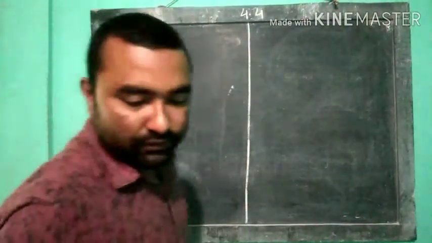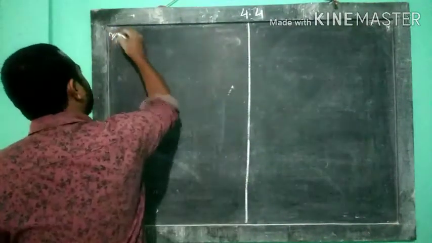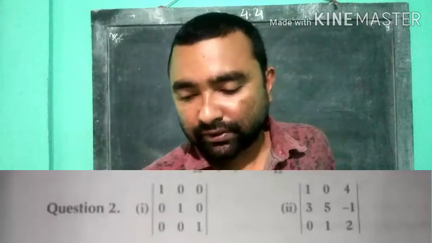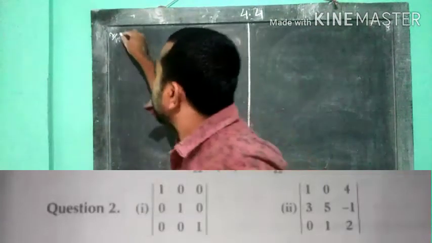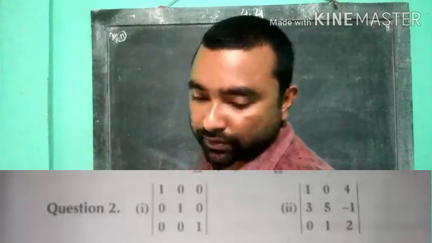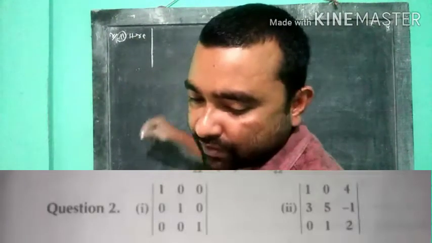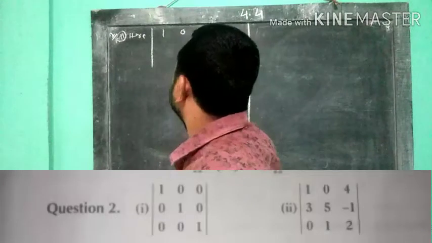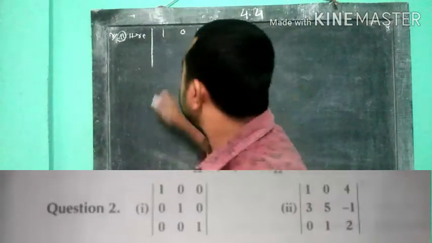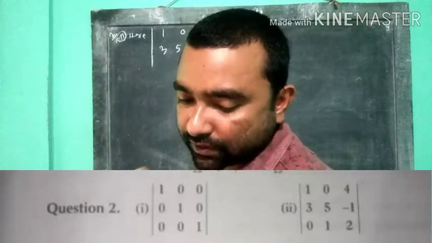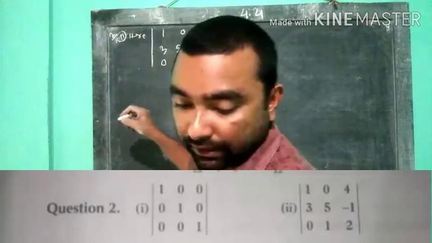Now I am going to solve question number 2. Question number 2 is also: write the minors and cofactors of the elements of the following determinant. Here two problems are given, we take question number 2. Here the first row is 1 0 4, the second row is 3 5 minus 1, and the third row is 0 1 2.